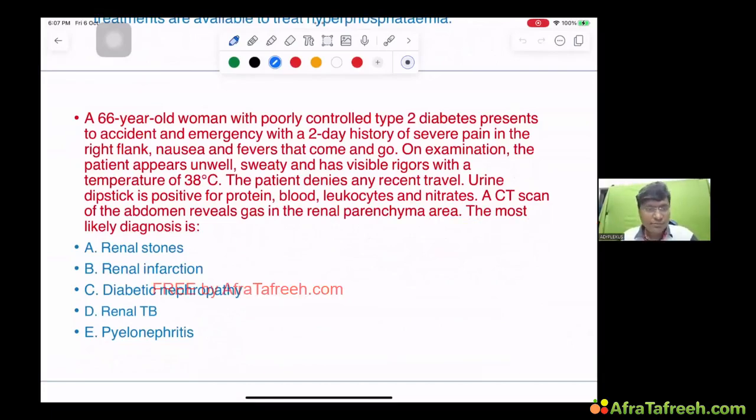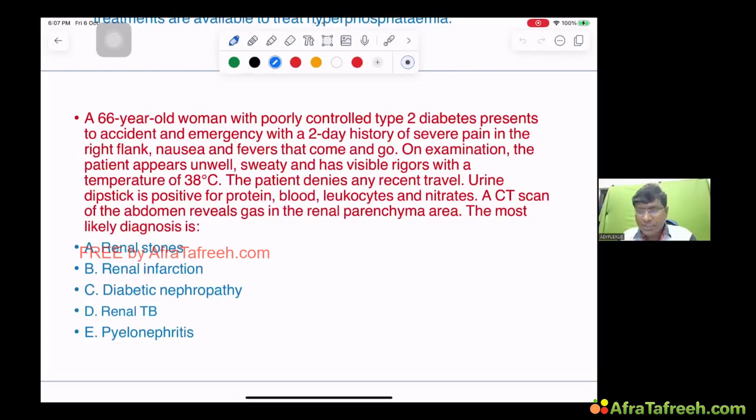A 66-year-old woman with poorly controlled type 2 diabetes presents to accident emergency. 2 days history of severe pain in the right flank, nausea, fever that comes and goes. On examination, the patient appears unwell, sweaty, temperature 38, denies any recent travels, urine dipstick is positive for protein, blood, leukocytes, and nitrates. CT abdomen reveals gas in the perirenal parenchyma. What is the most likely diagnosis?